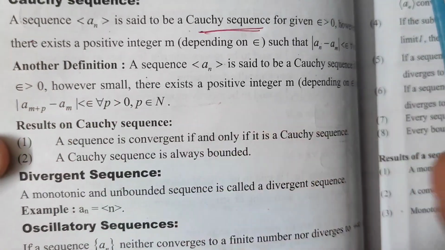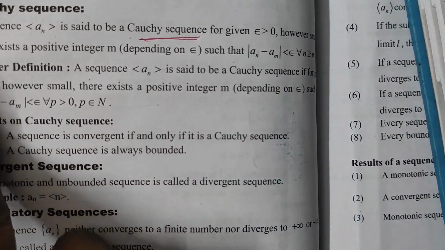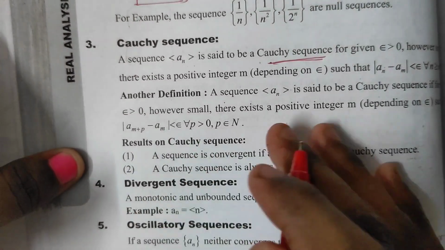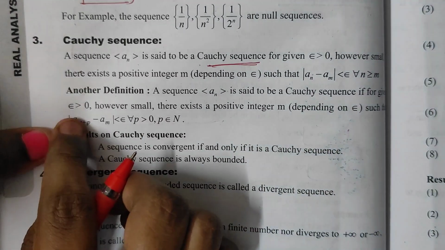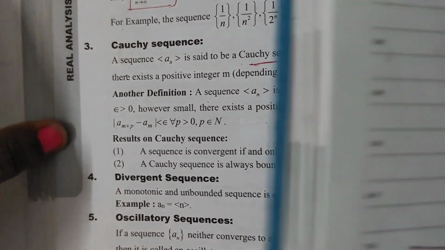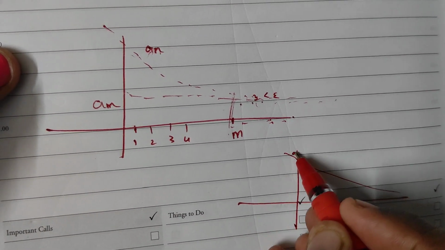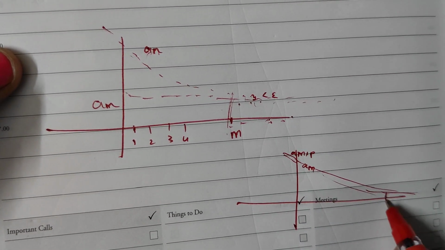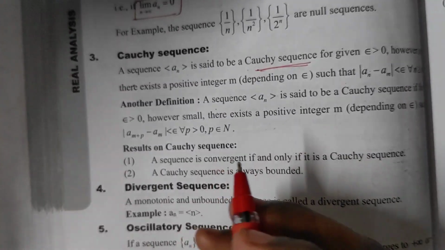Another definition: a sequence a_n is said to be a Cauchy sequence if for a given epsilon greater than 0, a very small but positive quantity, however small, there exists a positive integer m such that a_{m+p} minus a_m. See, there are two sequences existing: a_{m+p} and a_m. After one particular point, the distance between these two sequences will be less than epsilon.